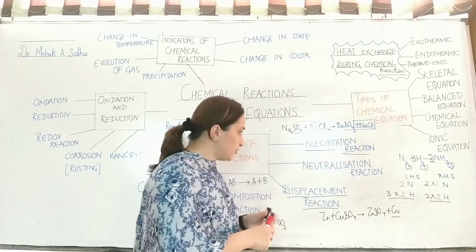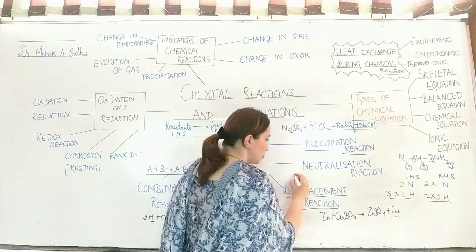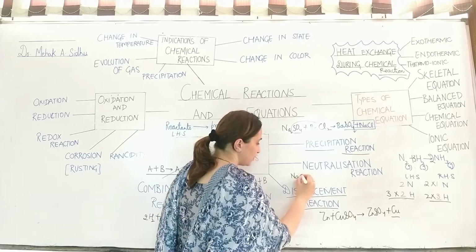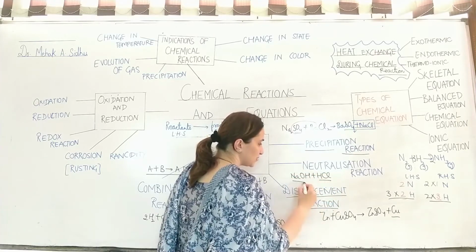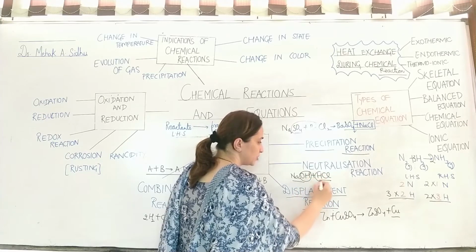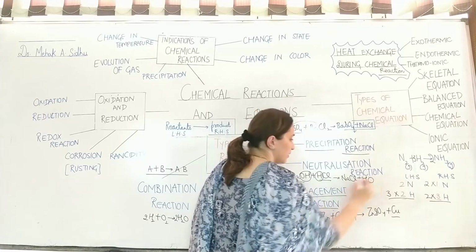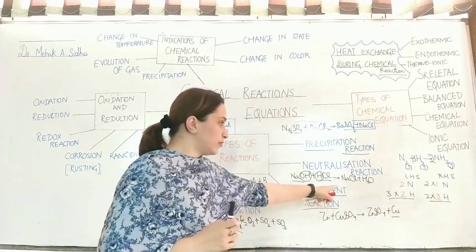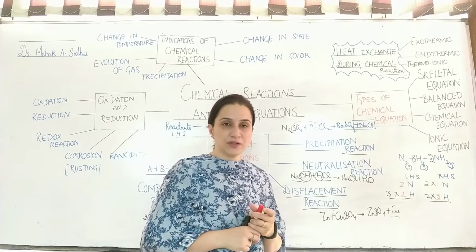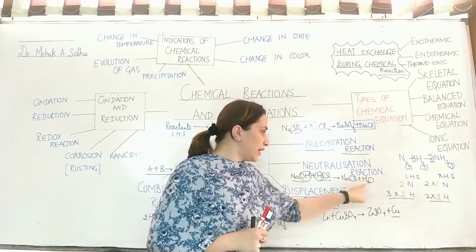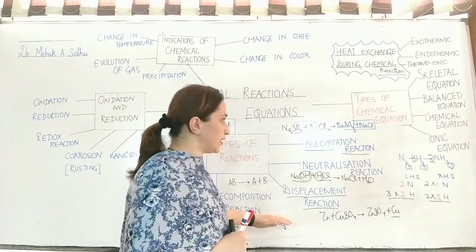So, now coming to neutralization reaction. In neutralization reactions, neutral substances are formed. For example, NaOH plus HCl. It's an acid, it's a base. They react with each other to form salt plus water. As salt plus water are formed, this type of reaction is known as neutralization, because neutral salt and neutral water both are formed. I hope these types of reactions are clear with everyone.